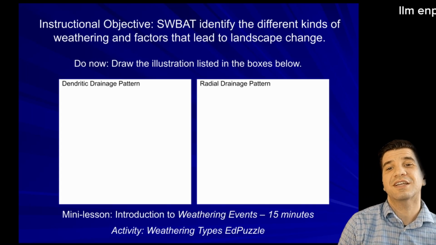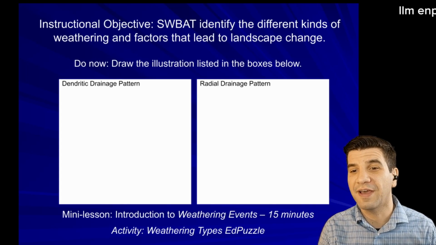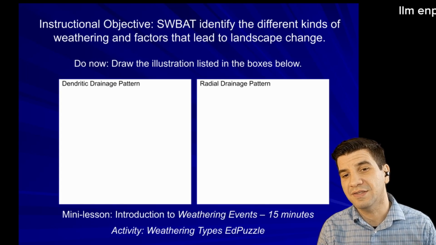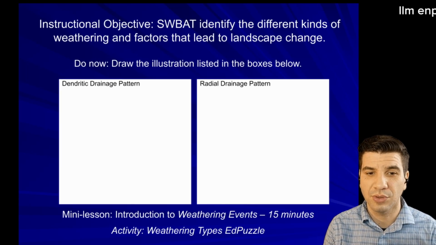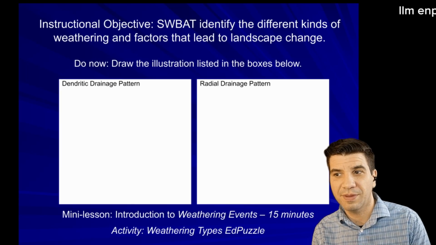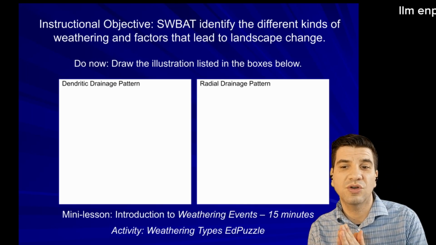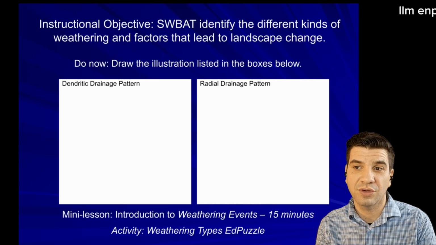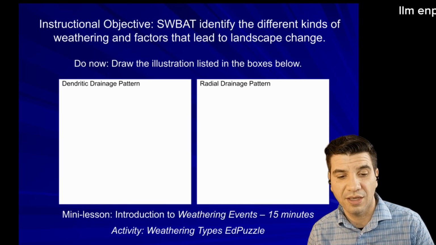Today's instructional objective: students will be able to identify the different kinds of weathering and factors that lead to landscape change. Do now says, draw the illustration listed in the boxes below. So I'd like you to take a moment and draw a dendritic drainage pattern, and then try and draw a radial drainage pattern. You're going to be using your notes from yesterday to know what those things look like.